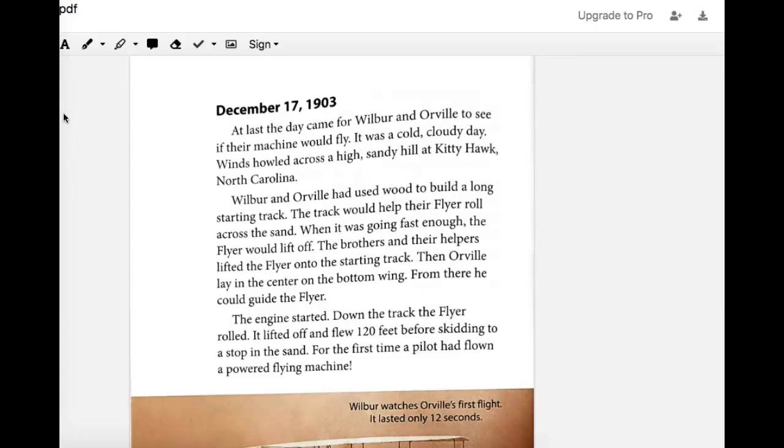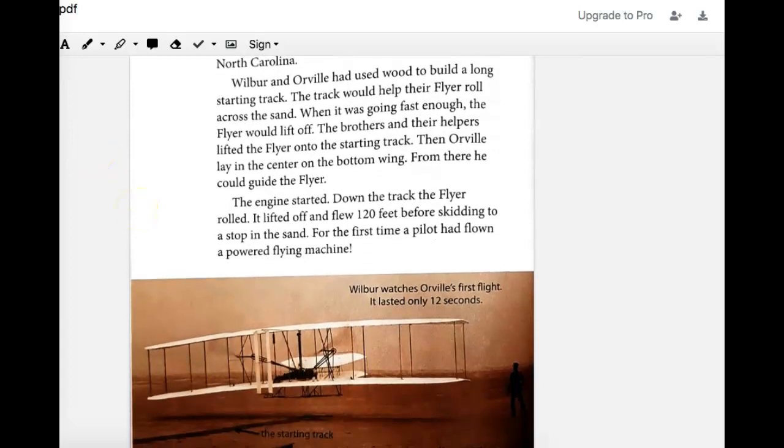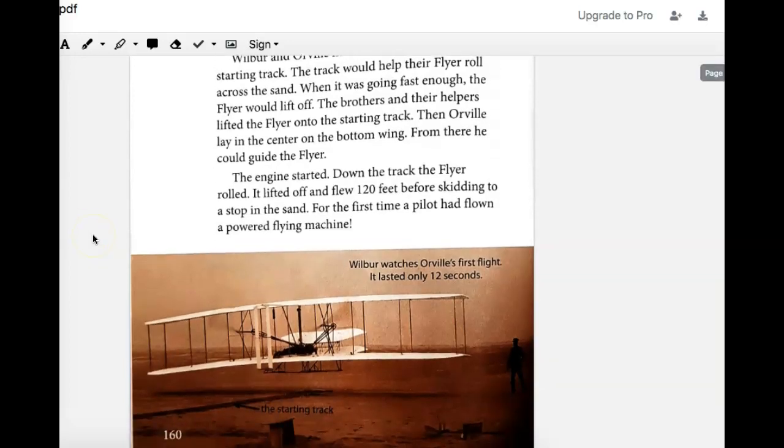Wilbur and Orville had used wood to build a long starting track. The track would help their flyer roll across the sand. When it was going fast enough, the flyer would lift off. The brothers and their helpers lifted the flyer onto the starting track. Then Orville lay in the center on the bottom wing. From there, he could guide the flyer.